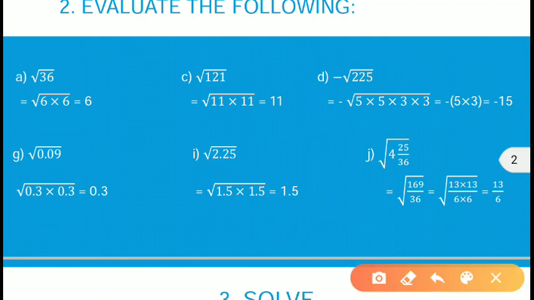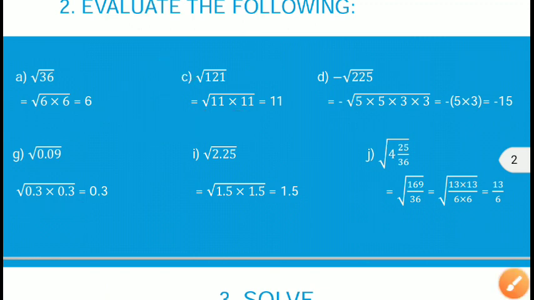Next is under root 0.09. 0.09 can be written as 0.3 into 0.3. This is the one pair. From this one pair you write only 1 time 0.3. You can also write it like plus minus 0.3. This is also correct.